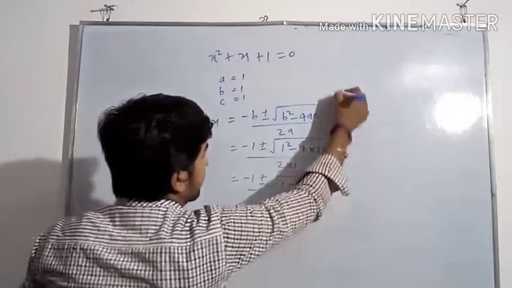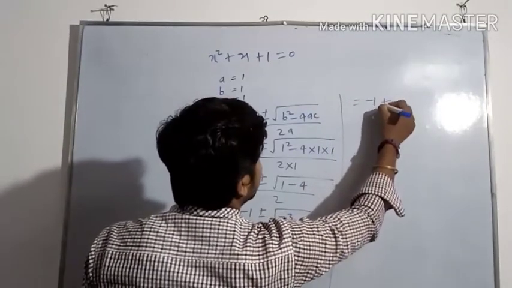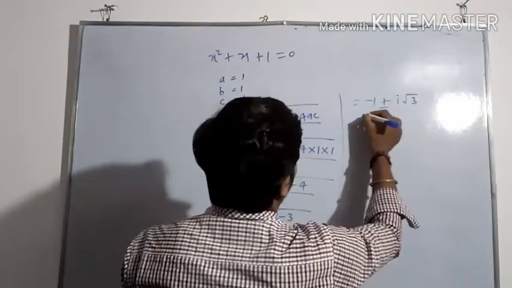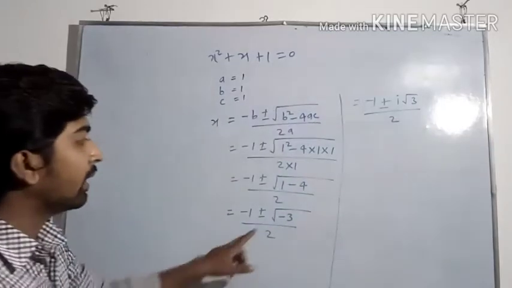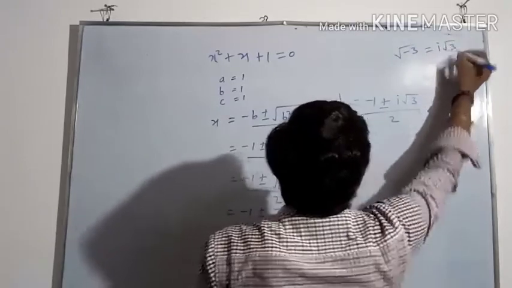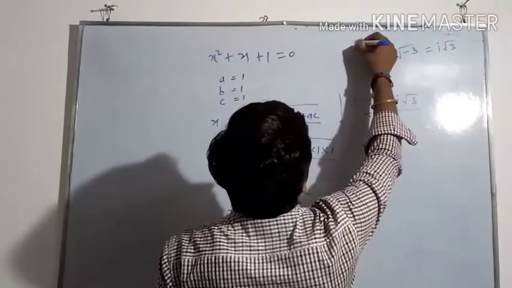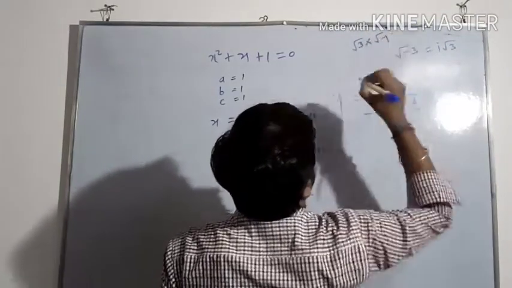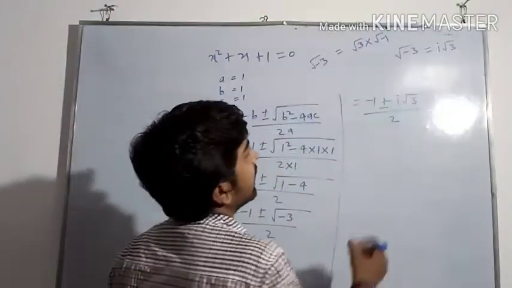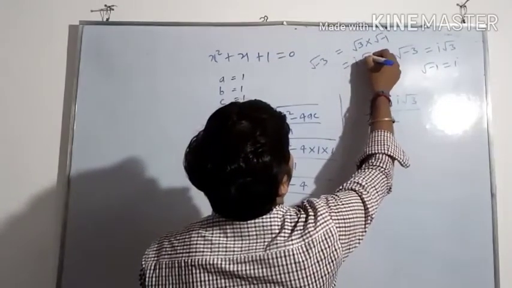And we can write this as minus 1 plus minus i under root 3 upon 2. We can write under root minus 3 equals i under root 3. Why? Because under root minus 3 equals under root 3 into under root minus 1, and under root minus 1 equals i. So we can write i under root 3.